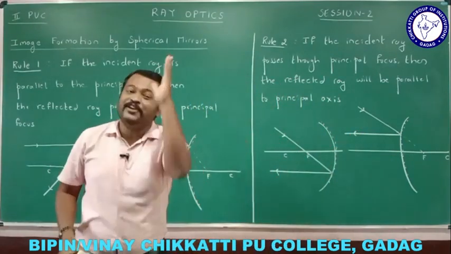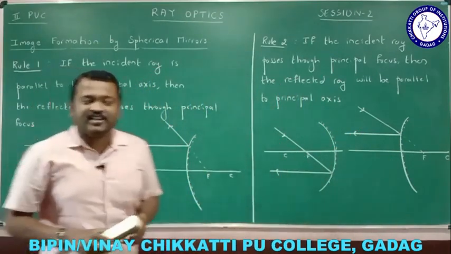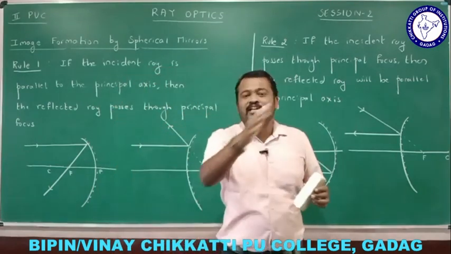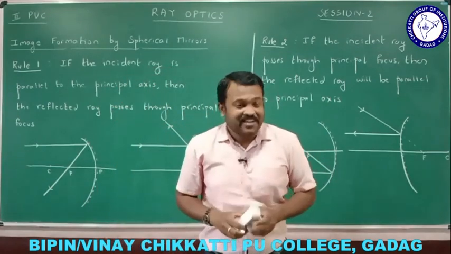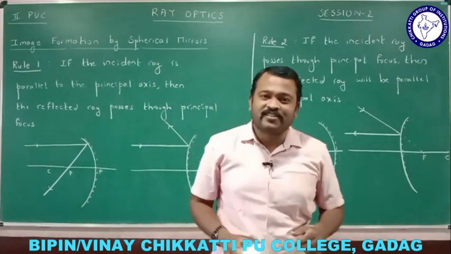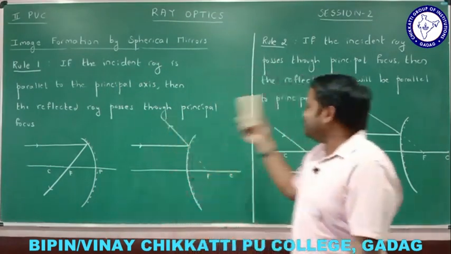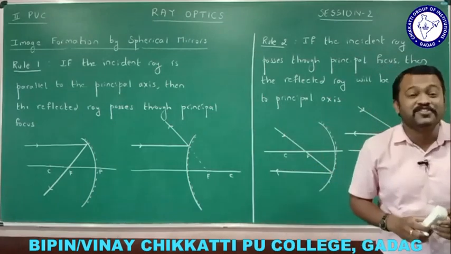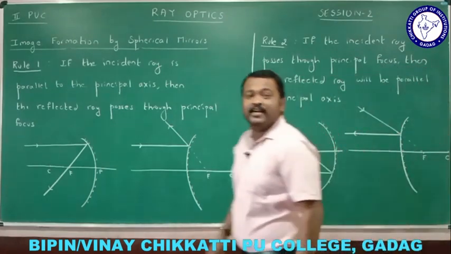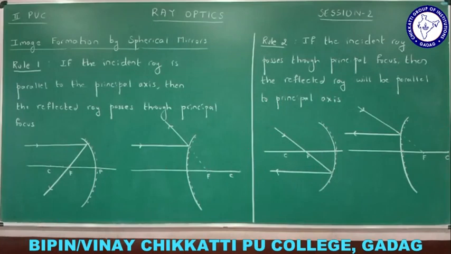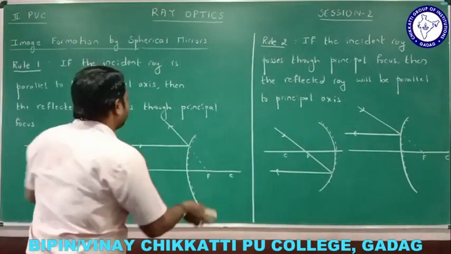This is the second rule. The first rule says that if the incident ray is parallel to the principal axis, it passes through the principal focus. If the incident ray passes through the principal focus, then the reflected ray will be parallel to the principal axis. These are the reverse of each other. This is rule number 2.